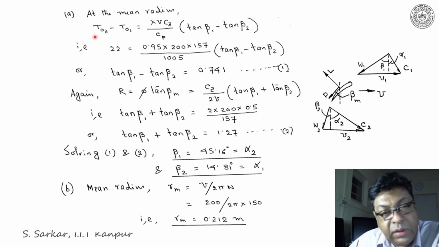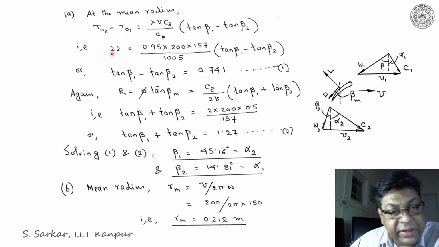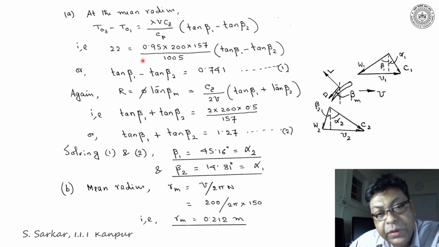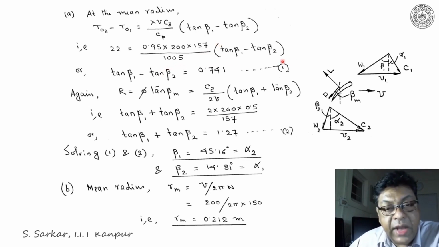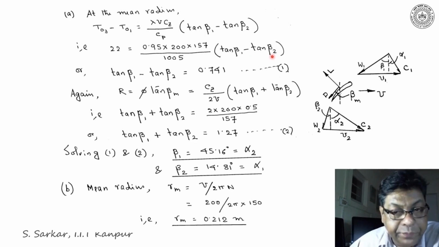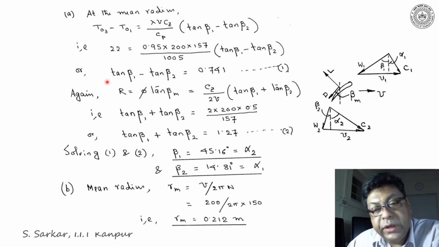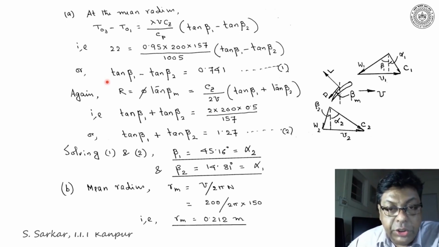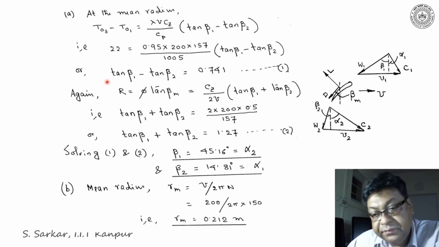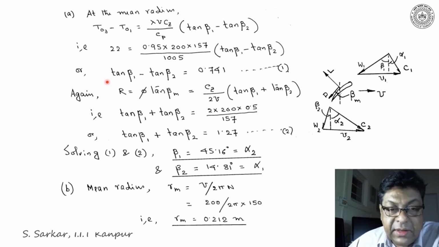Thus, I know all the values, that is, it has been given that stage temperature rise is 22 equal to 0.95 into 200 into 157 divided by 1005 into tan beta 1 minus tan beta 2. Thus, I have got the relation tan beta 1 minus tan beta 2 is equal to 0.741. This equation I have denoted as equation number 1.